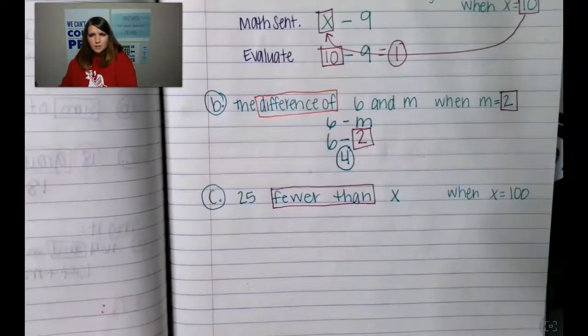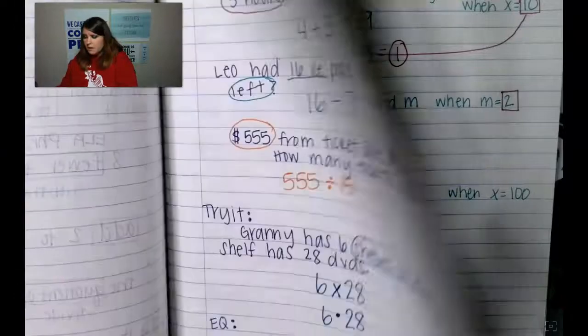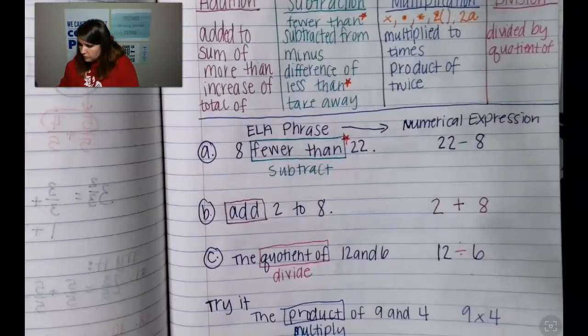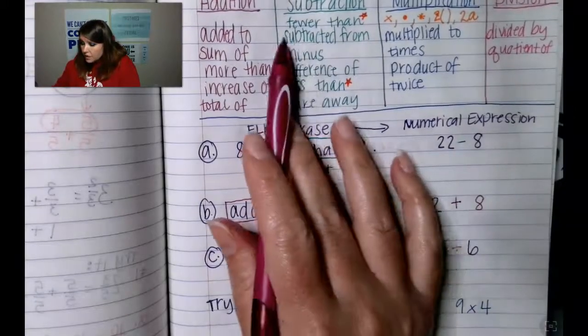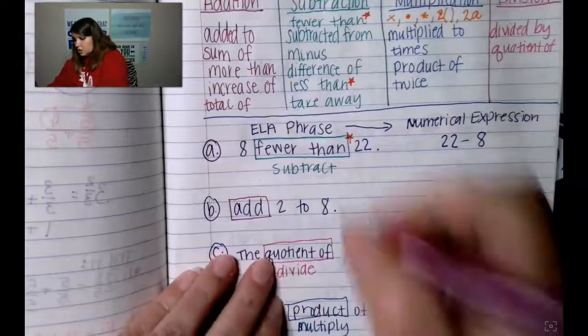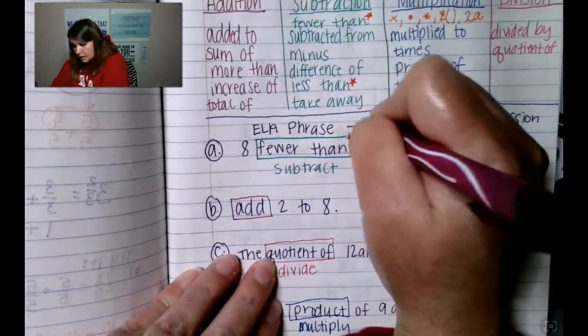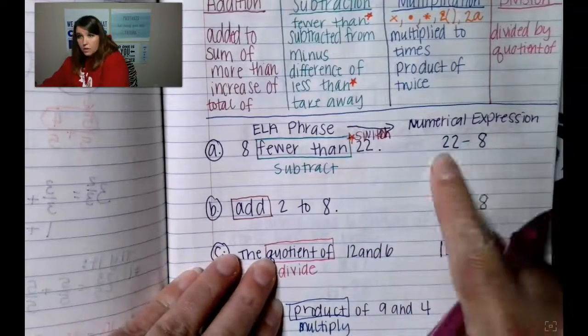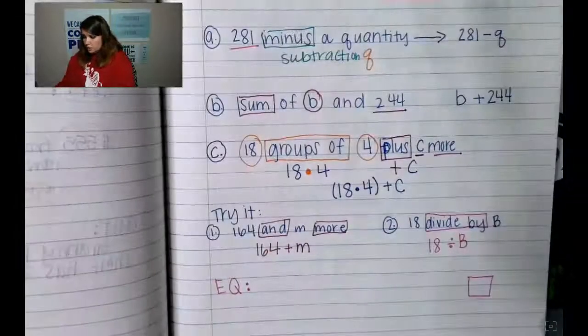That one doesn't sound the same as the difference of. That one sounds different. So I'm going to come back here and look. Fewer than is one of the ones that had a star next to it. So that told me I needed to do a switch, right? I needed to switch the order in which I wrote them.